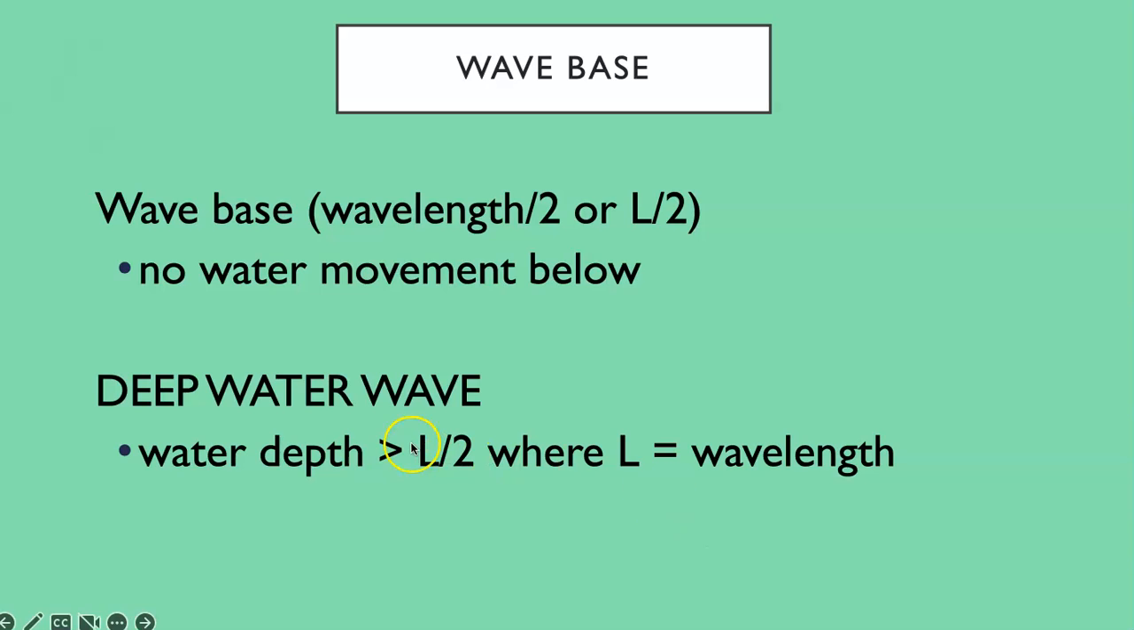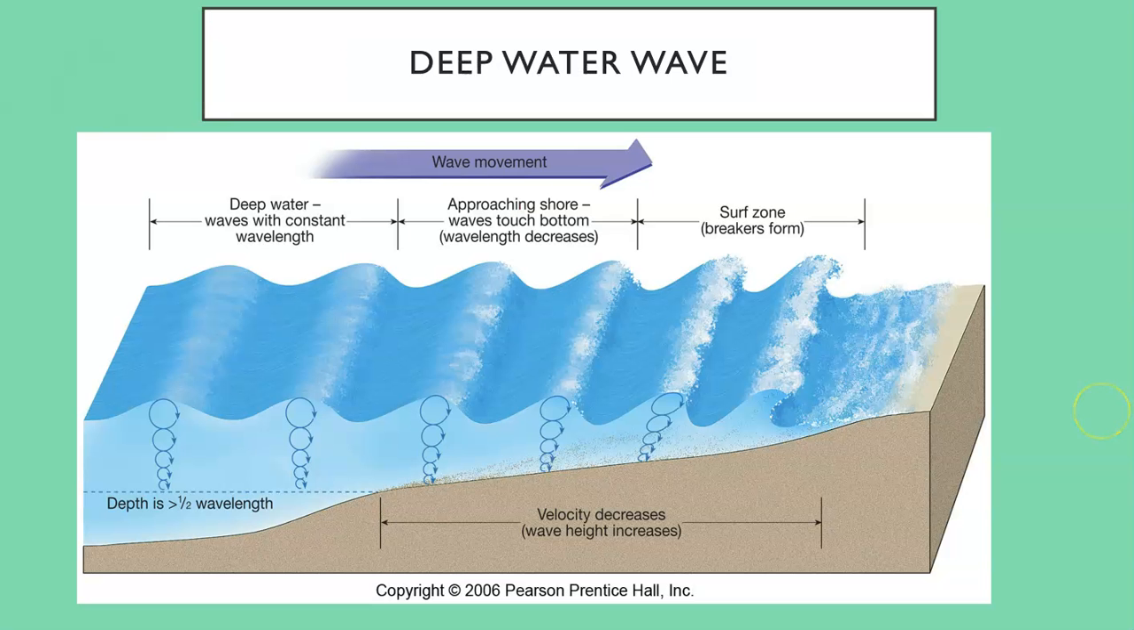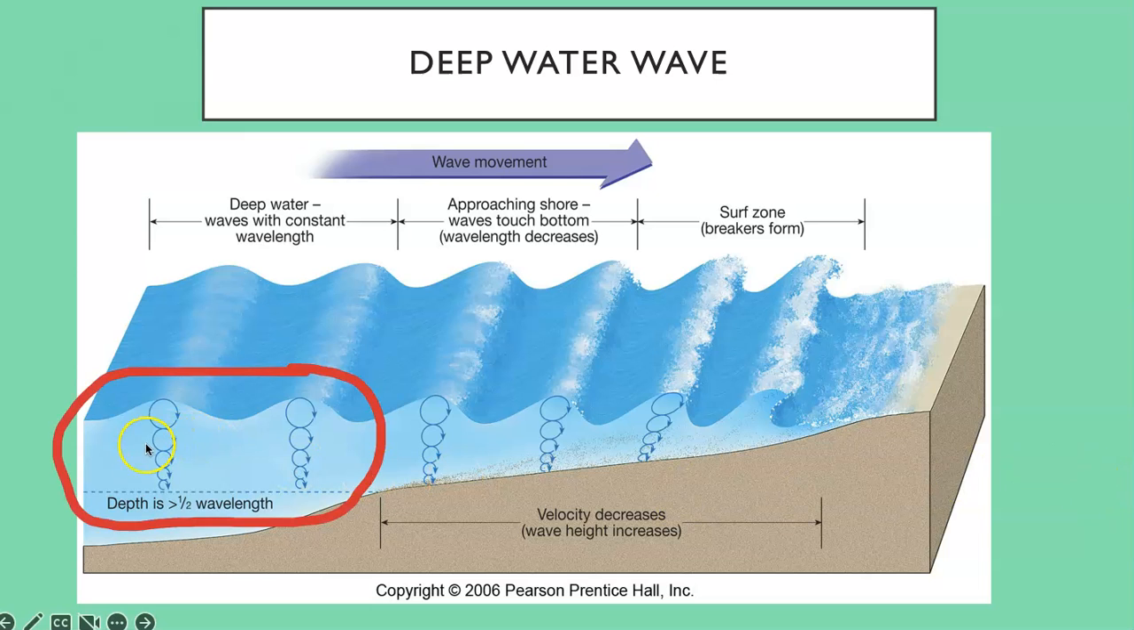The wave base is half of the wavelength, or the wavelength divided by 2, and sometimes we use L for the wavelength. Waves that are in water deeper than the wave base are called deep water waves, and most of the ocean has deep water waves. So here's a little cartoon showing waves coming from left to right, from deep water onto the shore. And what you can see out here, we have the wave base indicated with this dotted line, and it happens to be half of the wavelength, which would be, for example, crest to crest. And these are called deep water waves.